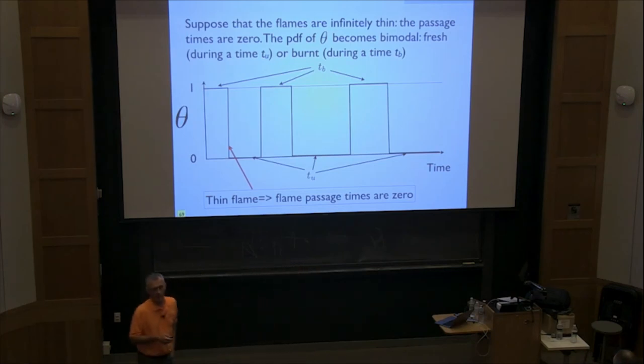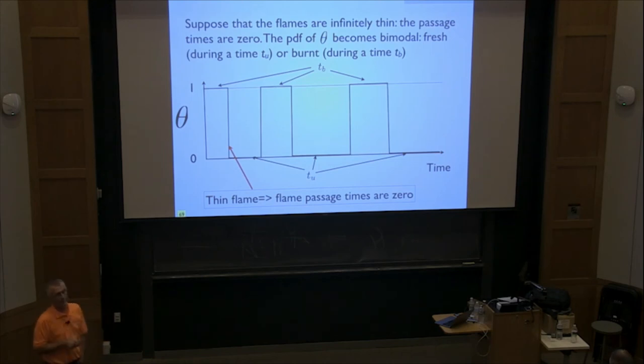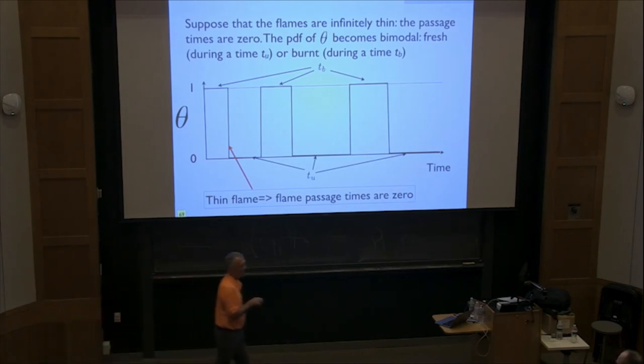And Bray, Moss, and Libby said, if you allow me to use this signal, I can tell you a lot of things between Favre and Reynolds, because now I can apply it. So how do you do it? Well, you say the passage times are very small, so either I have 0 or I have 1. So now I can compute the average of that.